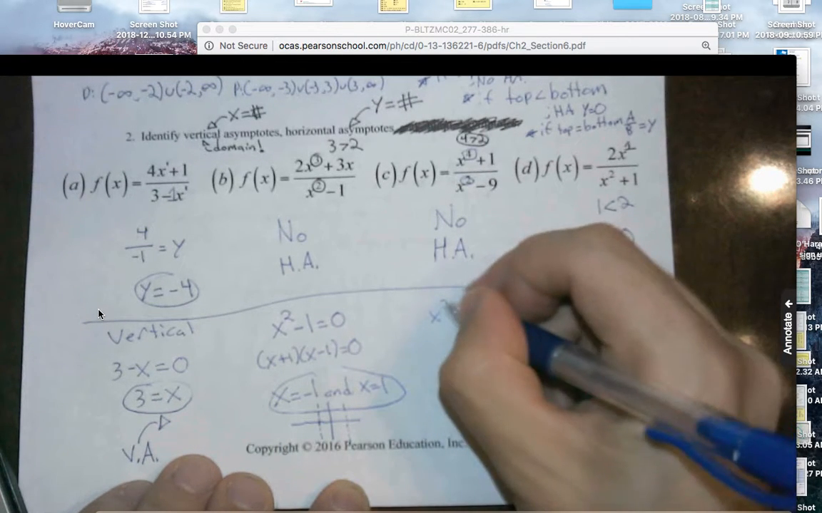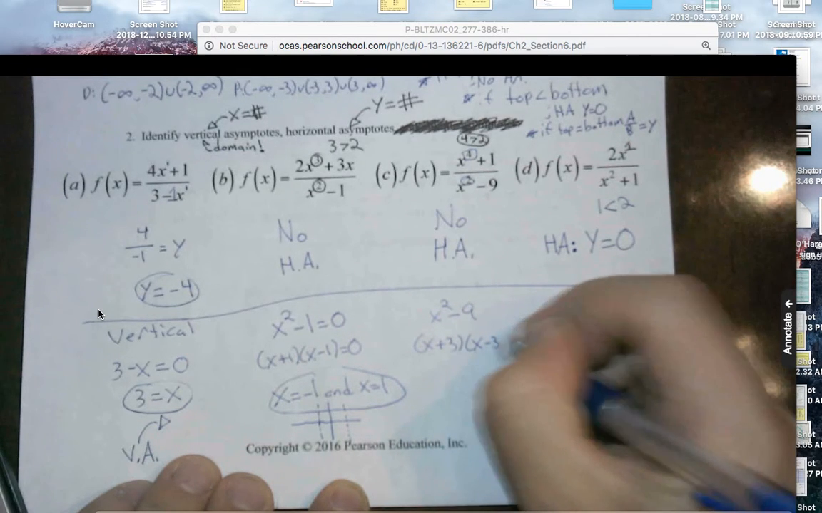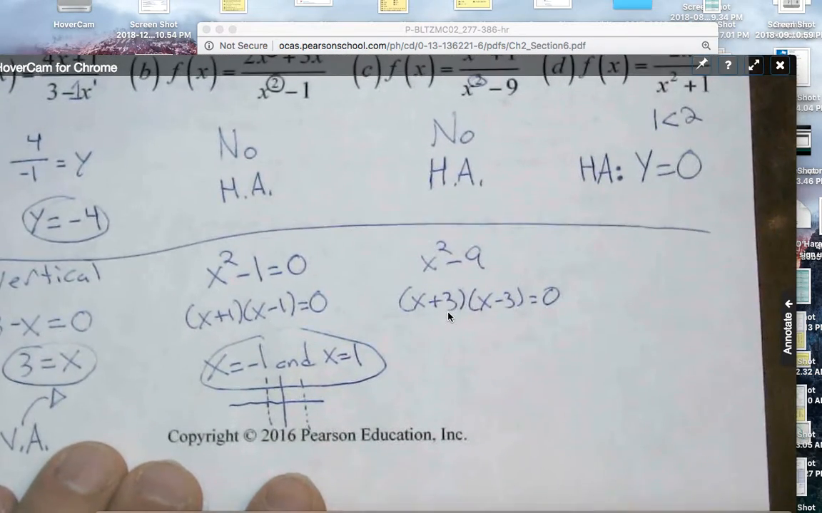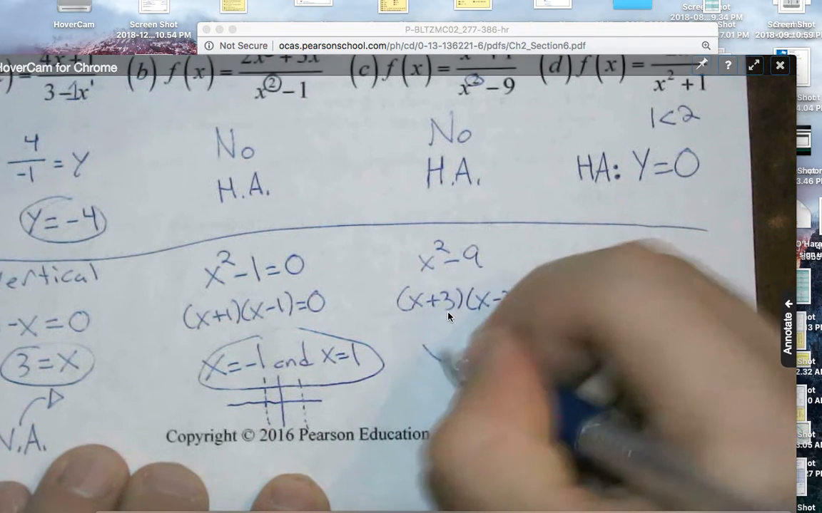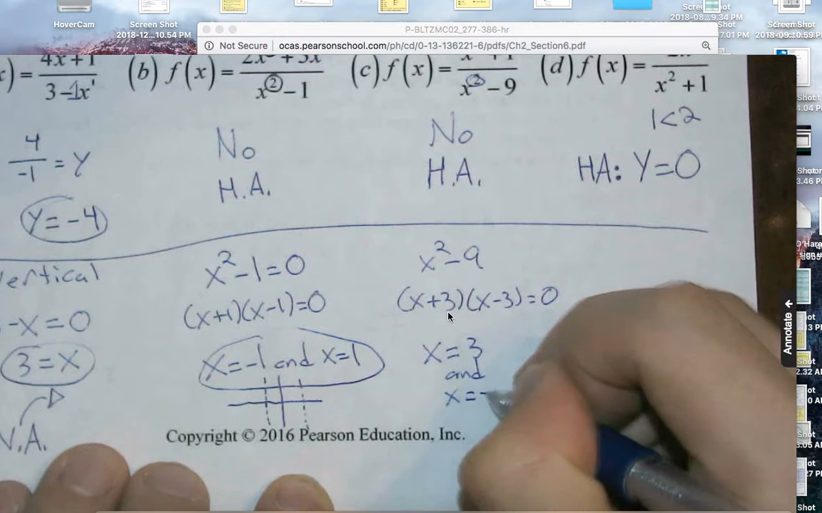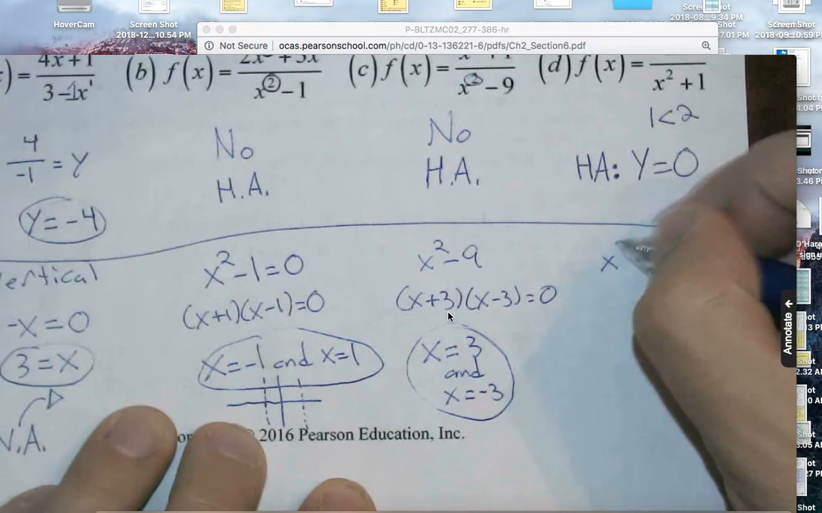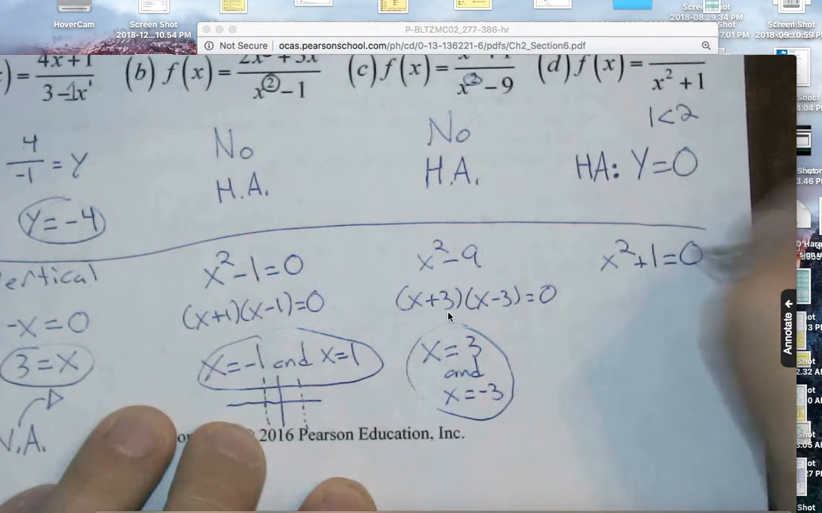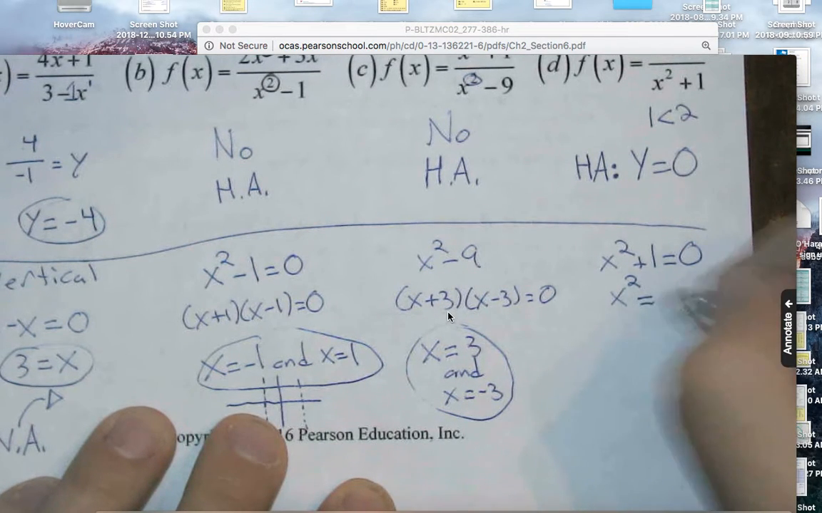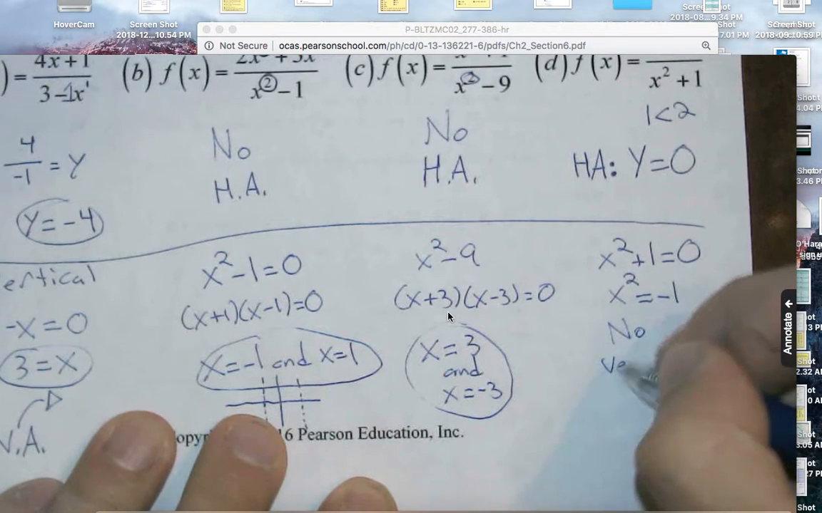If we solve x squared minus 9, this is x plus 3, x minus 3 equals 0. We can say that in this case, we have two vertical asymptotes when x equals 3 and when x equals -3. Finally, for the last one, this might not have any. x squared plus 1 equals 0. This can't happen because, again, if you try to solve for x, you end up with x squared equals a negative number. Not happening. So there's actually no vertical asymptote.